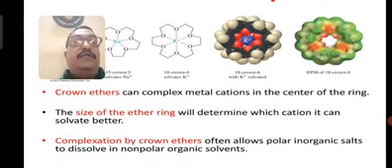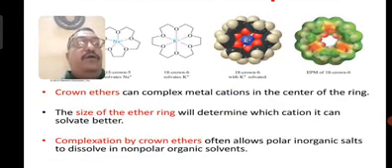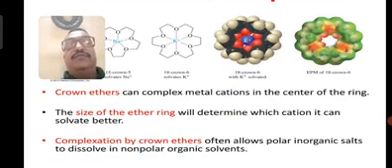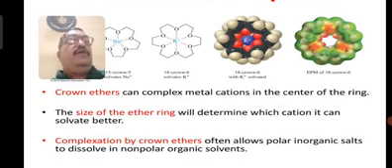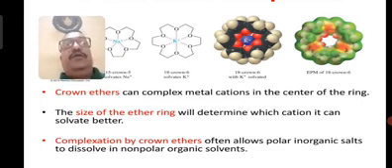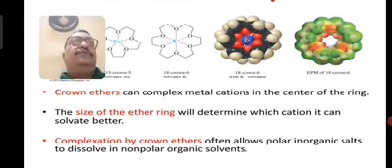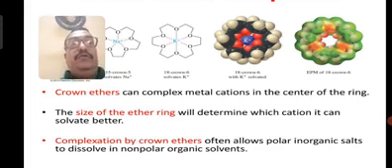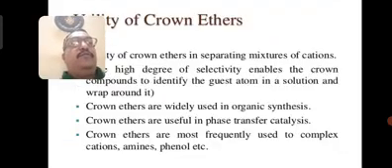Complexation by crown ether often allows polar inorganic salts to dissolve in non-polar organic solvents. Okay, so polar and non-polar you might be observing. So water, H2O, H plus and O minus, is a polar solvent, and a non-polar solvent means benzene, an organic compound. Okay, so for that also it is useful.